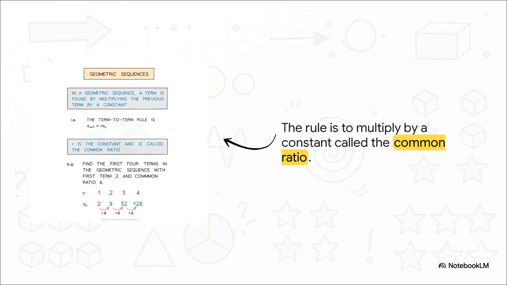This is a geometric sequence, and that constant multiplier has a special name, the common ratio. So instead of adding, we're scaling up. This is that kind of explosive, exponential growth you hear about with things like compound interest or viral videos.